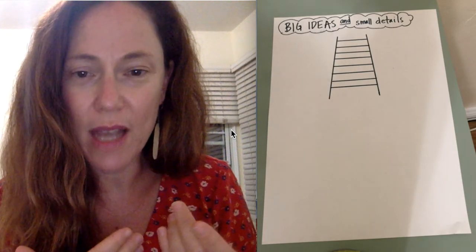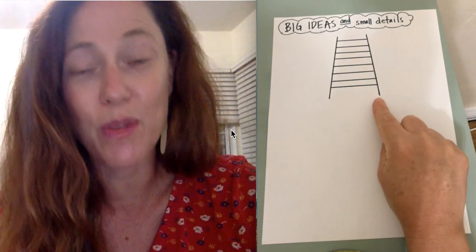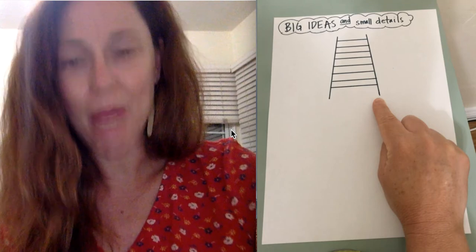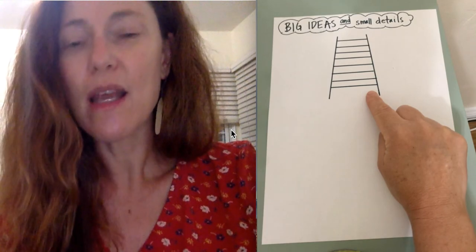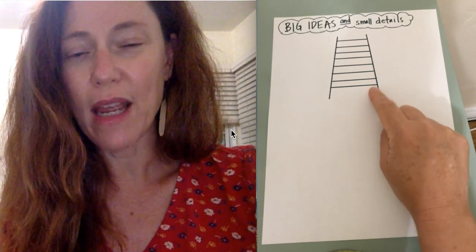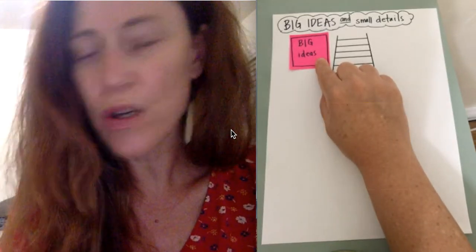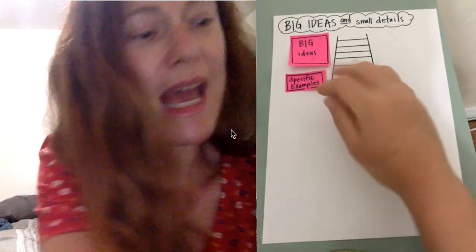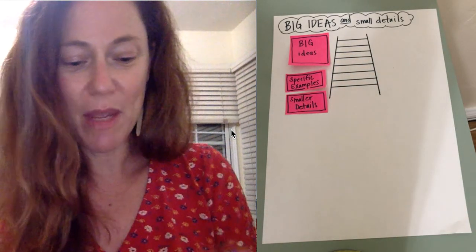To help us with this idea of big ideas and small details, it helps to use this concept of a ladder of abstraction. If you are not in 4th or 5th grade, you haven't heard of the ladder of abstraction yet, but it's okay, I'm going to walk you through it. This is not a real ladder, it's just an idea. But the idea is that good writing with a ladder of abstraction has really big ideas at the top, and your big ideas are supported by specific examples and smaller details at the bottom. Let me give you an example.